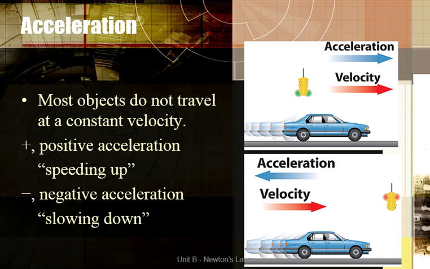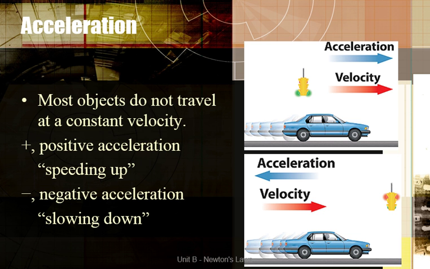If you look at the graphics on the right, the top graphic shows a car that was sitting at a traffic light when it was red. When the light turned green, the car had to increase its velocity in a forward direction until it reached its full speed. Because it was at a stop and then increased its speed until it reached full speed, we call that speeding up or positive acceleration.